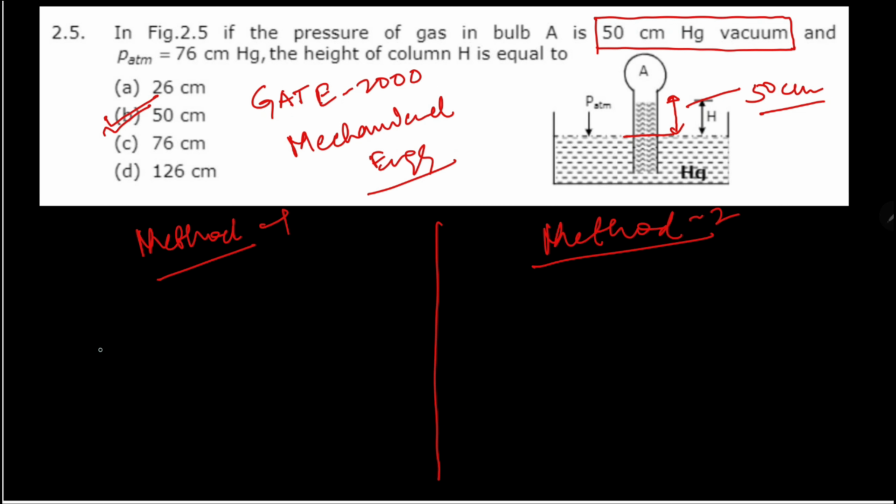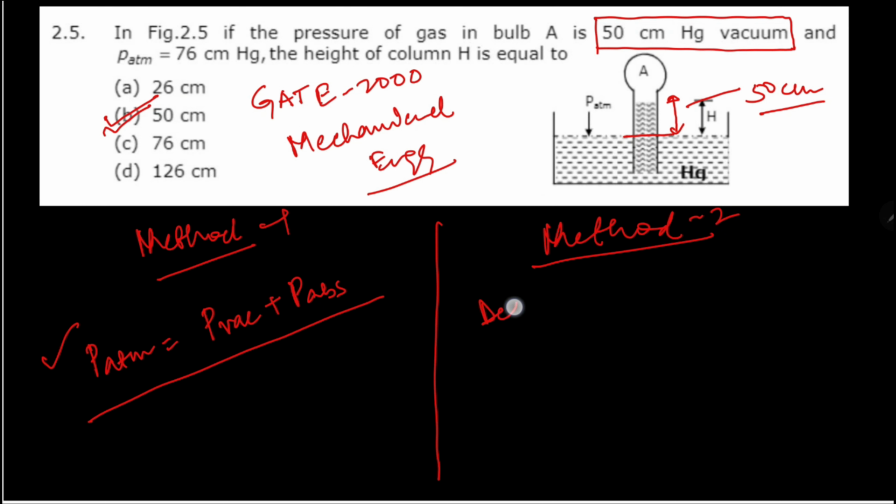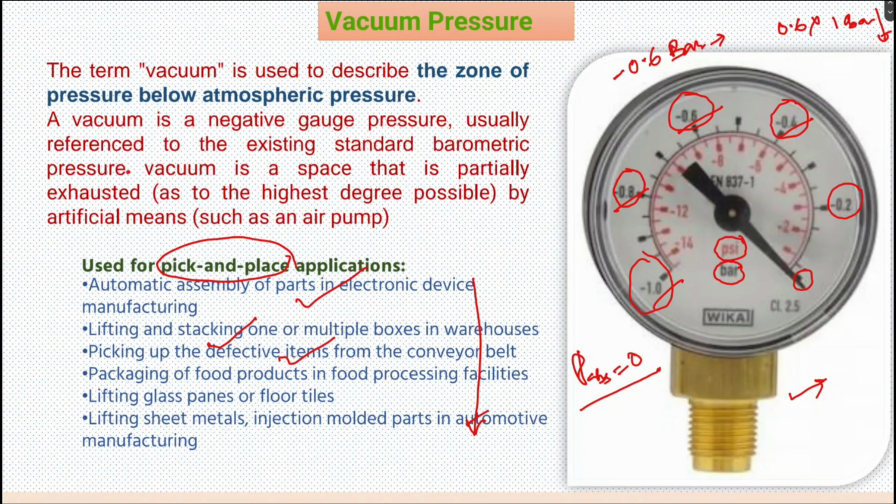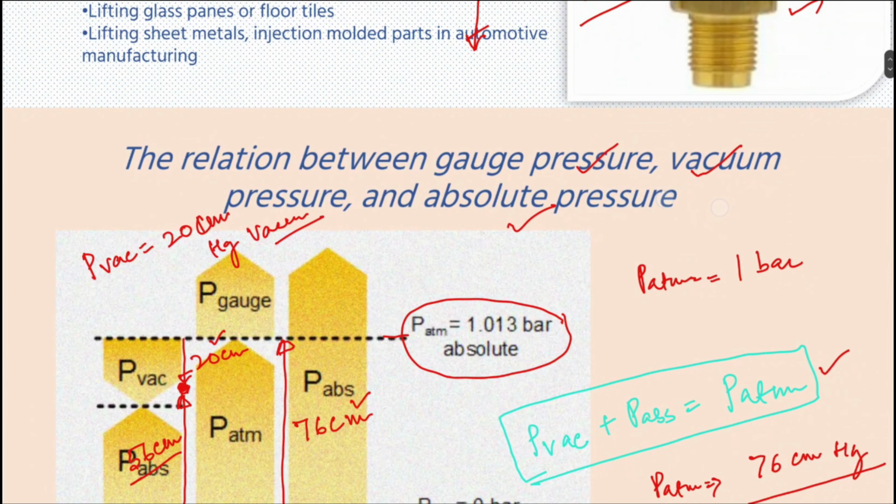In method 1 you use that P atmospheric is equal to P vacuum plus P absolute. Using this particular concept, you can solve this problem. And method 2 is based upon the definition. If you are very clear about the definition of the vacuum pressure, you can quickly solve this problem. What we discussed is that if you want to measure the vacuum pressure, the reference datum you use is the atmospheric pressure.